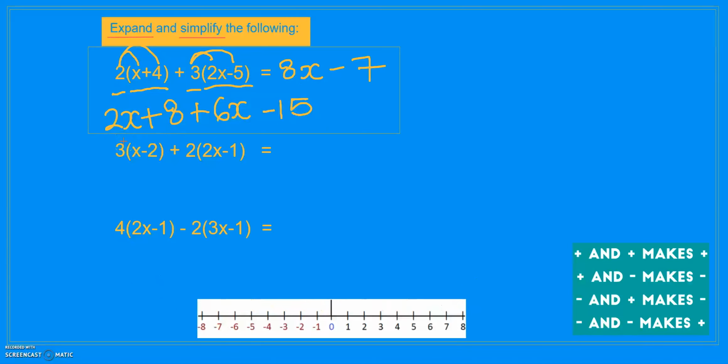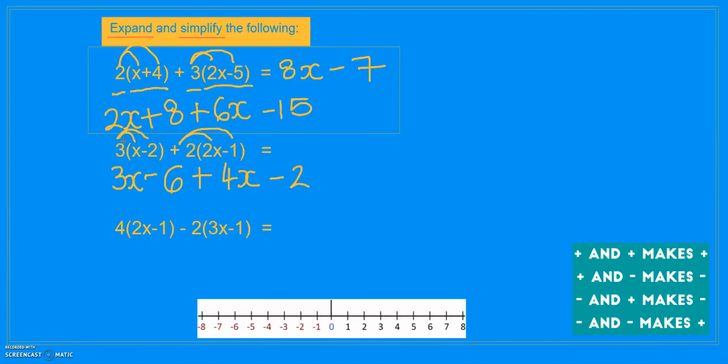So 3 multiplied by x is 3x. 3 multiplied by negative 2 is going to be negative 6. Positive 2 multiplied by 2x is positive 4x. And positive 2 multiplied by negative 1 is going to be negative 2.